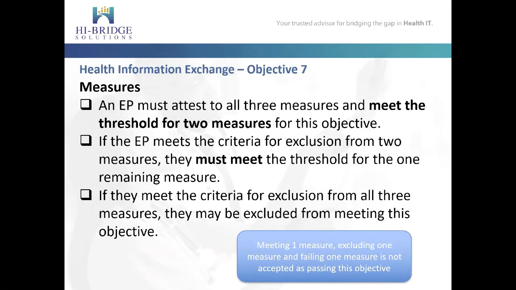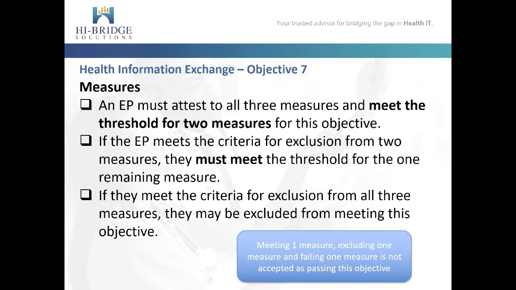So the three measures. For these three measures, an EP must attest to all three measures and meet the threshold for two measures for this objective. Folks, I'm going to go over this maybe a couple times. We had a lot of questions around this last year. We had a great many people who couldn't submit because there was some misinterpretation, perhaps on the practice side, of this measure. So we just want to make sure it's perfectly clear to you and invite your questions if not.